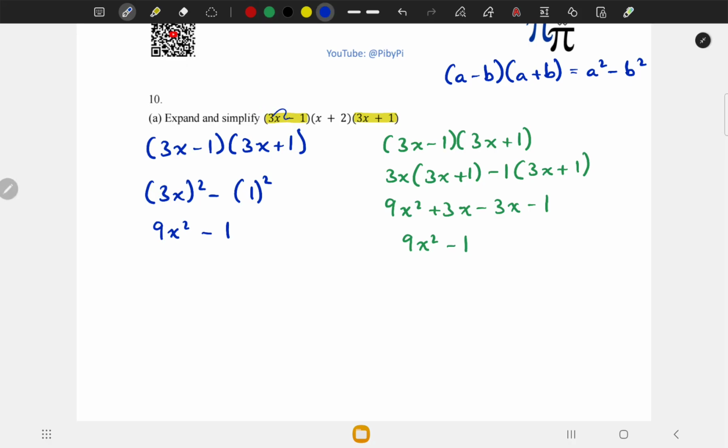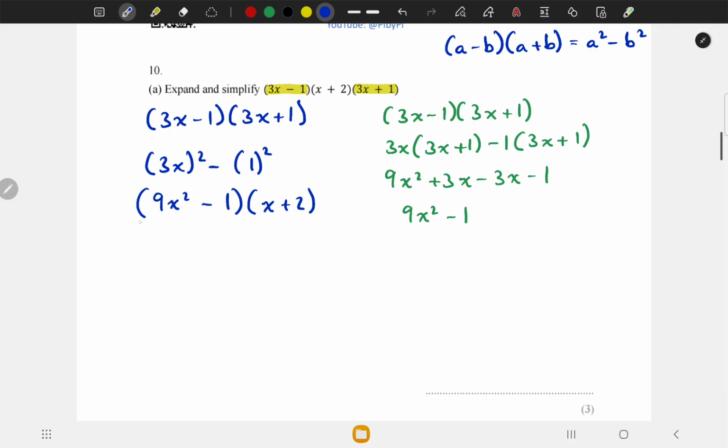Alright, so remember we've only expanded the first and the last bracket. I still had to expand using x plus 2. So now this is what my question becomes. Now here I'm going to go ahead and expand using the method I showed in green.